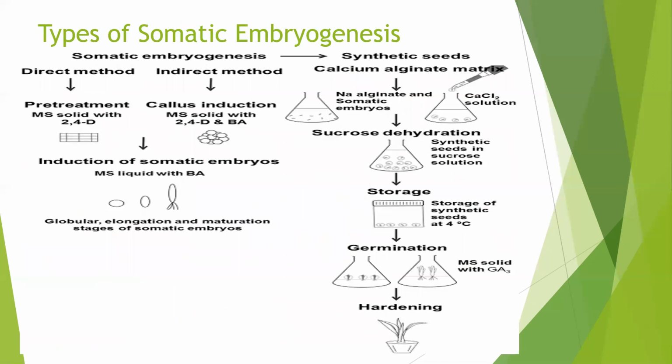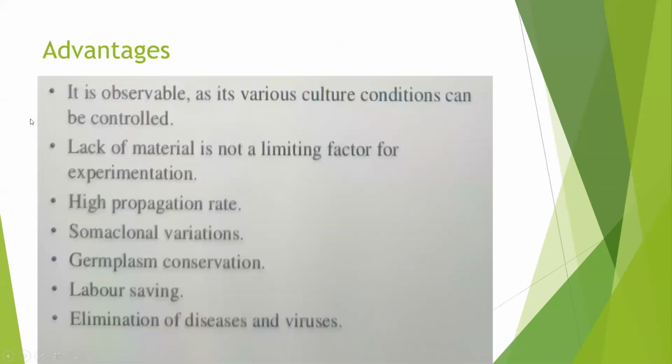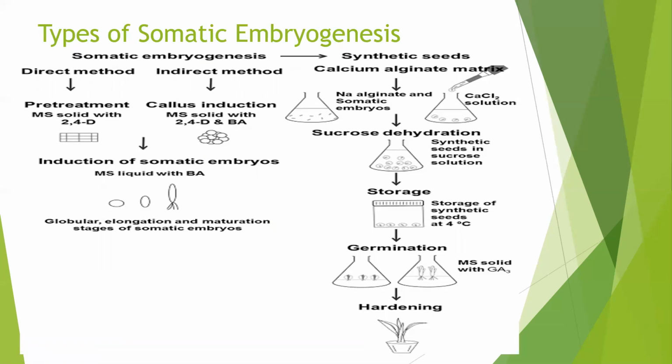Now, the types of somatic embryogenesis. Somatic embryogenesis can be carried out via the direct method and the indirect method. In case of direct method, we are taking our explant onto the solid media. The medium should have MS media, and agar should be there because it's a solid, and we have to add auxin, that is 2,4-D. Then the induction of somatic embryos takes place.